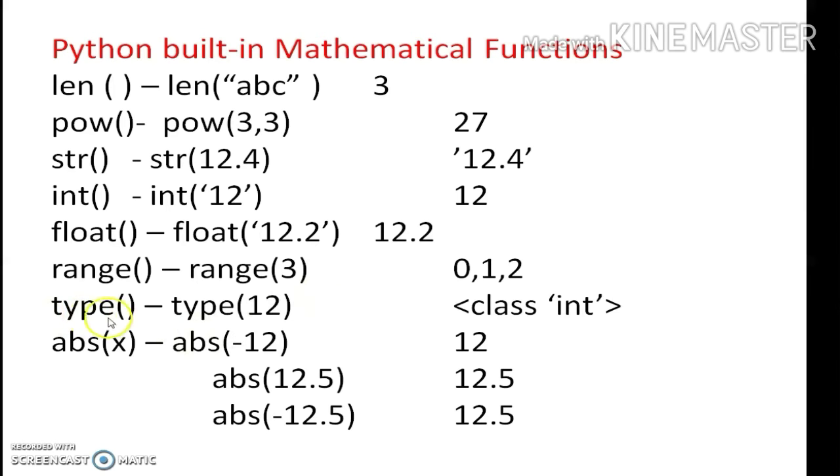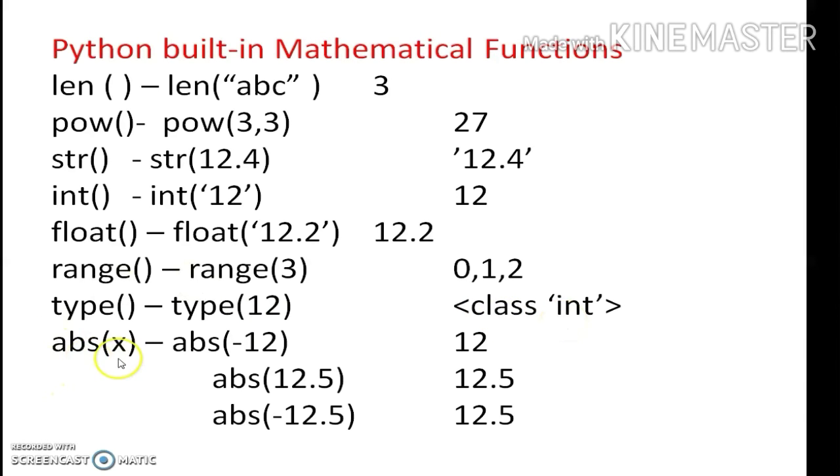Okay, next one, type. Type returns the data type of the passed argument. Okay, see here. In this example, type of 12. So 12 is an integer number. That's why it returns class int. Okay, whichever type of element we pass, that type will be given as the answer. So here, type of 12: 12 is an integer type. That's why it returns class int.